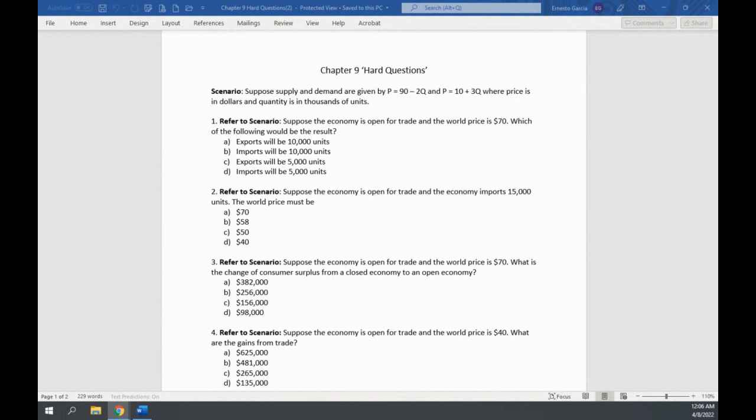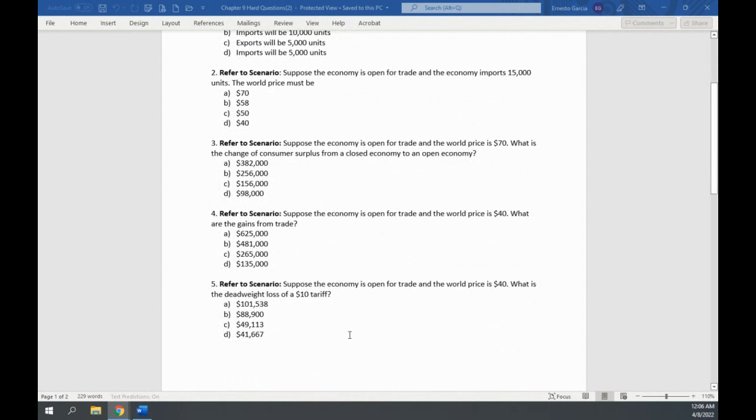Okay, in this video, we're going to be solving number 5 from Chapter 9 Hard Questions. So the scenario goes, suppose supply and demand are given by price equals 90 minus 2 times quantity, and price equal to 10 plus 3 times quantity, where price is in dollars and quantity is in thousands of units. Number 5 says, suppose the economy is open for trade and the world price is $40. What is the deadweight loss of a $10 tariff?